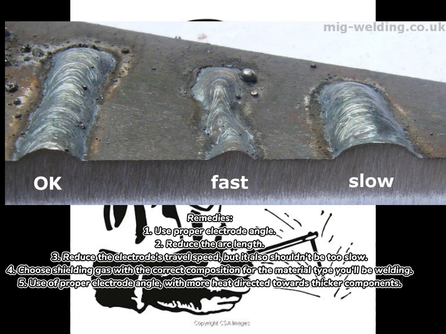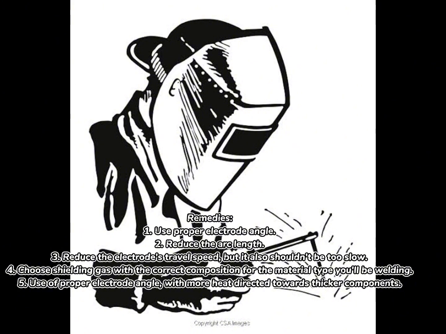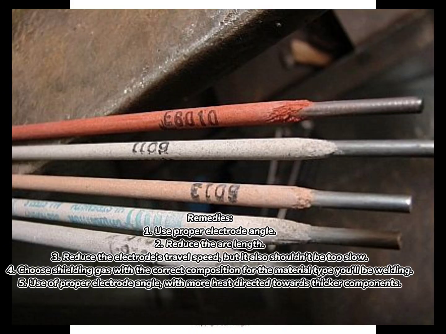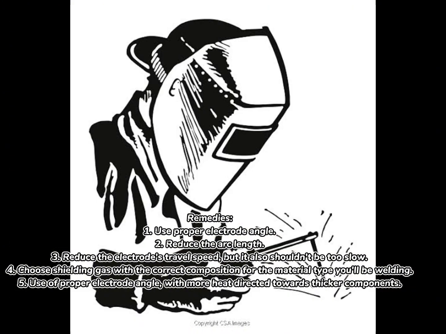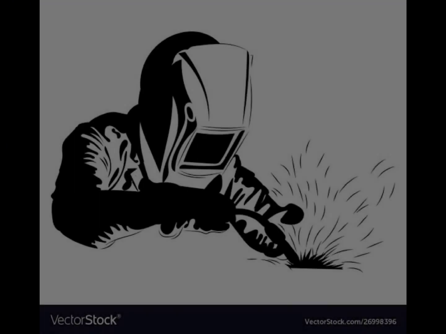4. Choose shielding gas with the correct composition for the material type you'll be welding. 5. Use proper electrode angle with more heat directed towards thicker components.